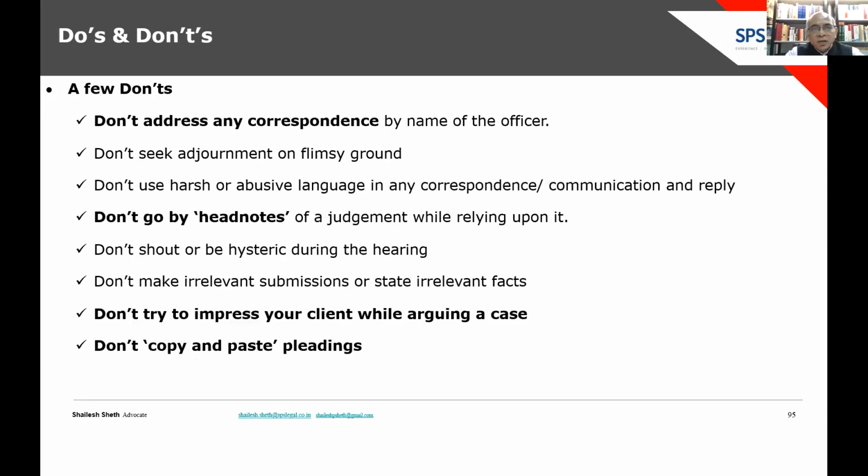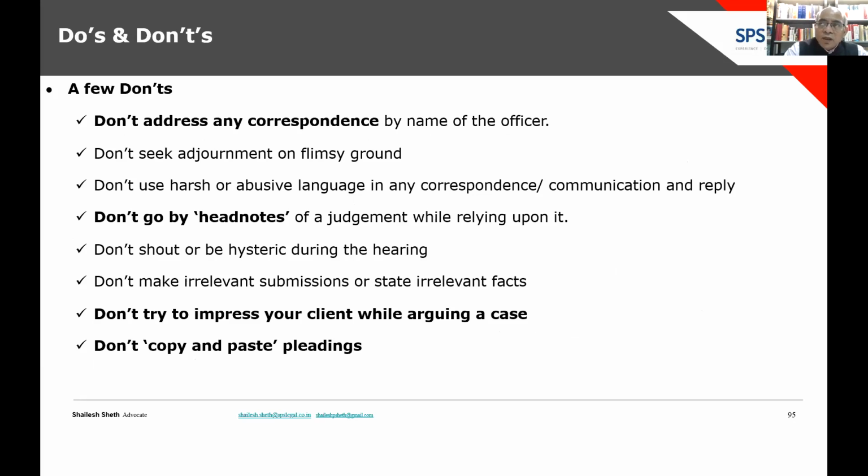And a few don'ts. Don't address any correspondence by the name of the officer. Whether it is the reply to the SOCOS notice or a normal reply to any query from the department, it is to be addressed by the designation and not by the name of the officer. Officer is there today, he may not be there tomorrow.